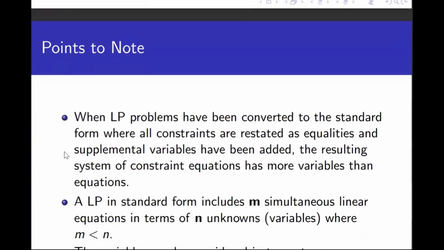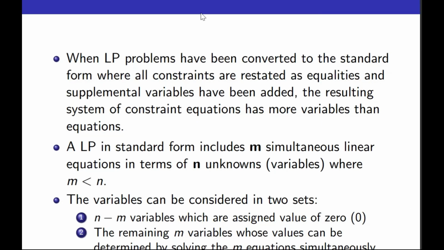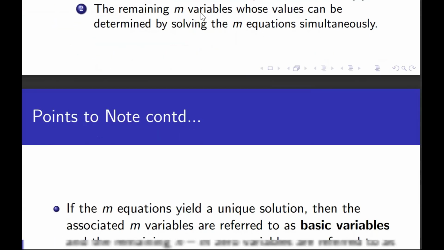So some points to note: in LP problems where all constraints are restated as equalities and supplemental variables have been added, the resulting system of constraint equations has more variables than equations. An LP in standard form includes m simultaneous linear equations in terms of n unknown variables, where m is less than n. The variables can be considered in two sets: n minus m variables, which are assigned a value of 0, and the remaining m variables, whose values can be determined by solving the m equations simultaneously.